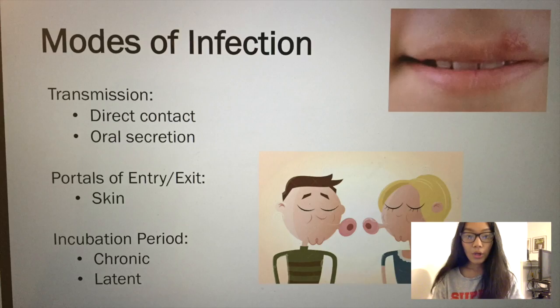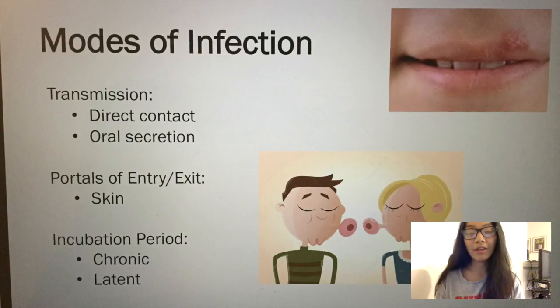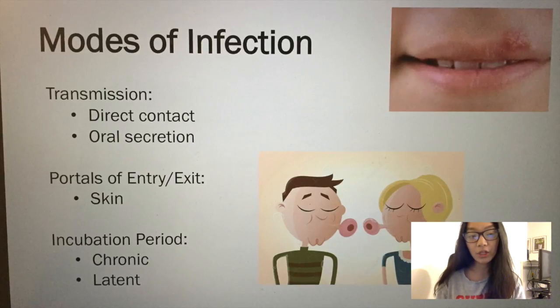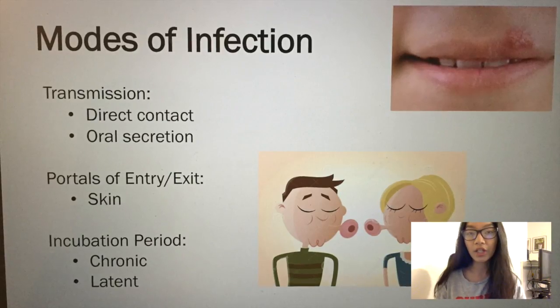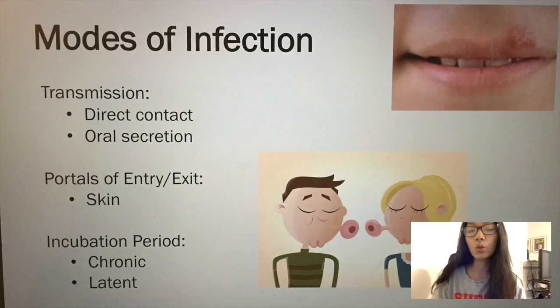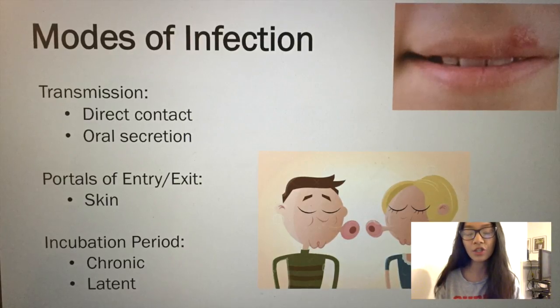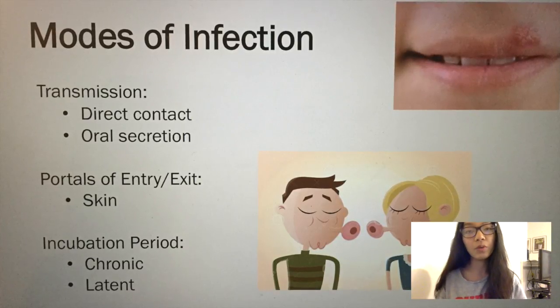HIV/AIDS. Okay, so now that we know what herpes is, we're going to go to the modes of infection and how they infect the body. The modes of transmission include direct contact, such as sexual contact, and that's mainly how HSV2 spreads. And then there's also oral secretion, such as saliva, and that is generally how HSV1 is spread.